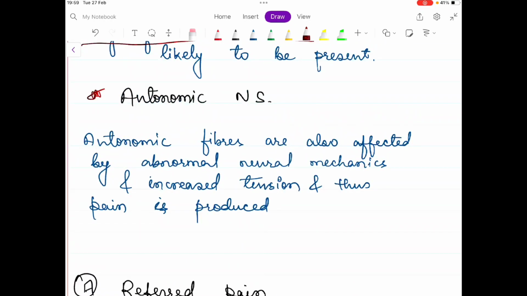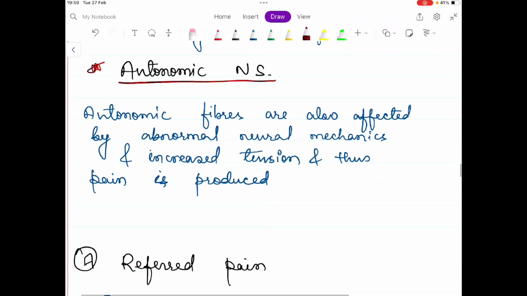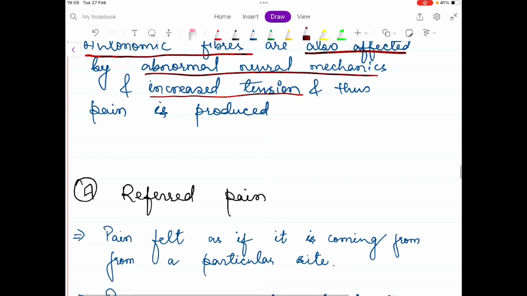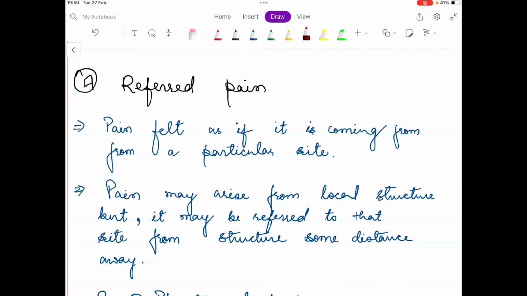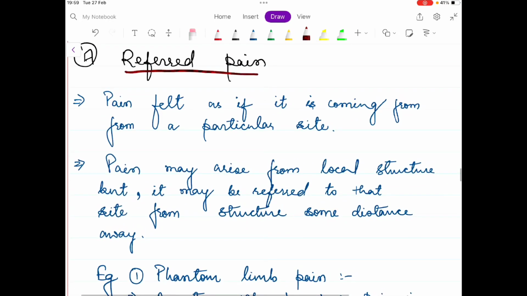Alright. Now the next point, that is the effect of the pain due to increased neural tension. Autonomic fibers are also affected by abnormal neural mechanics and increased neural tension, and this is why the pain is produced. So now let's talk about the types of pain that are produced as a result of neural tension or nerve tension. The first one is referred pain.